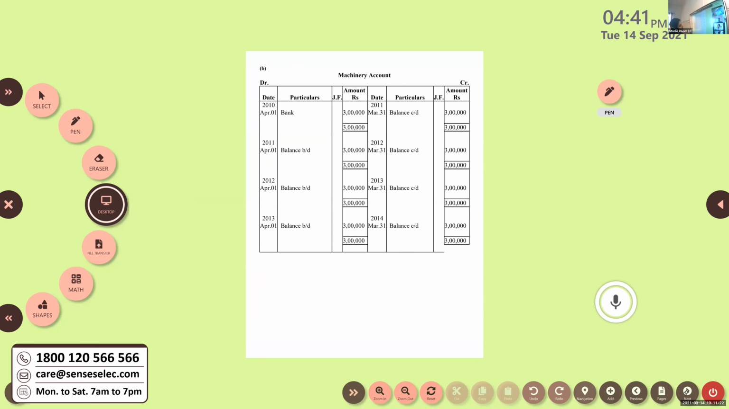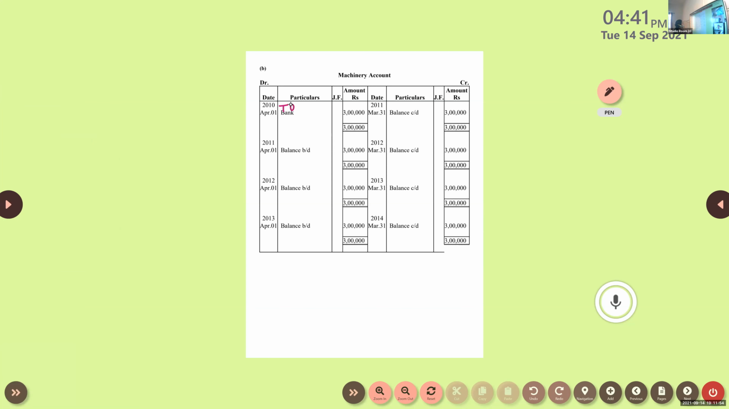In the earlier case, we were charging the depreciation to the asset. We were showing it as deduction from the value of asset. But in this method, we are opening a new account, which is provision for depreciation account. So prepare the machinery account, please. There is no change. When the machinery is purchased, machinery account debtor to bank, 3 lakh. At the end of that year, the value remains the same.